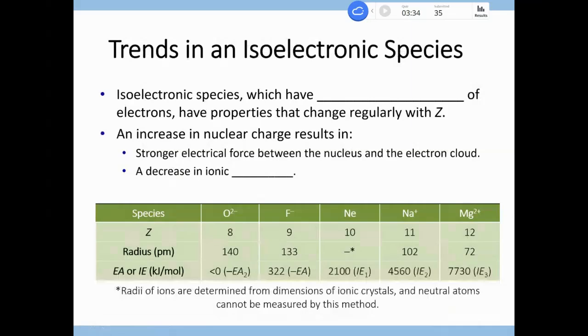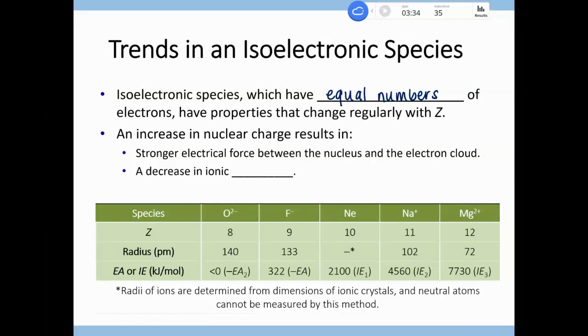So let's talk about isoelectronic species and the difference in sizes here. Isoelectronic species, we defined these on Wednesday. These have equal numbers of electrons. So same number of electrons, but they are different elements, so their properties change with their number of protons, so Z.